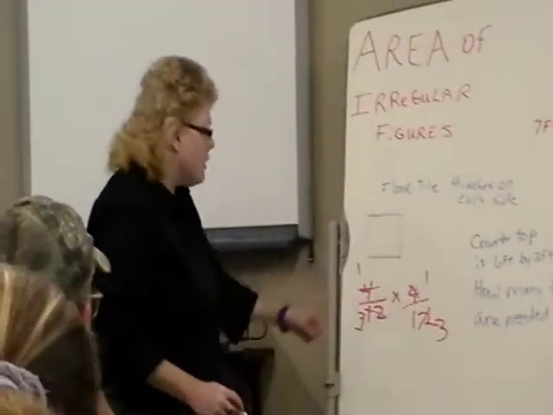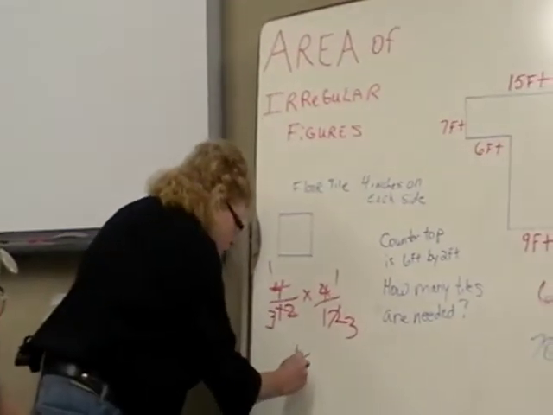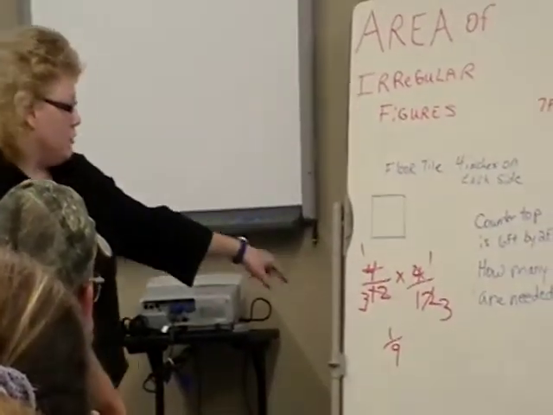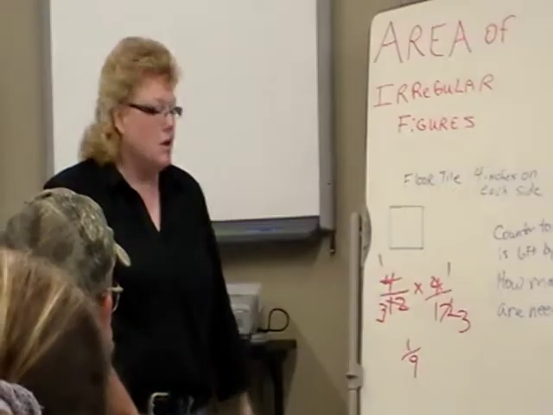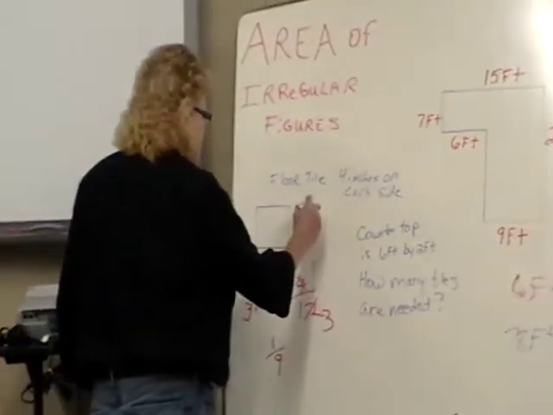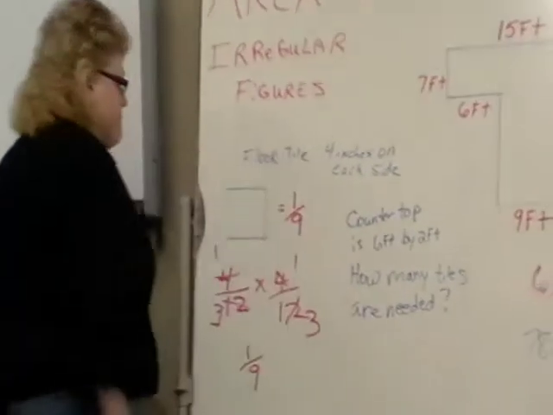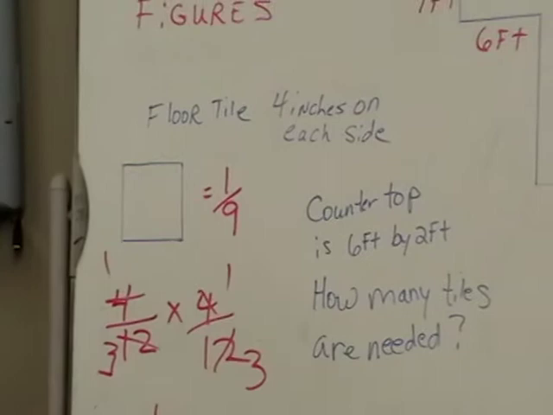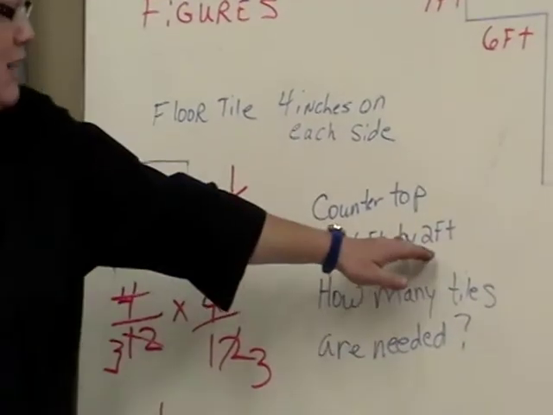So now when we multiply, we got 1 over 9. Everybody see how I got that? Yeah. 1 times 1 is 1, and 3 times 3 is 9. So that floor tile is 1 over 9 in a fraction. Okay, I got a countertop over here that is 6 feet by 2 feet.